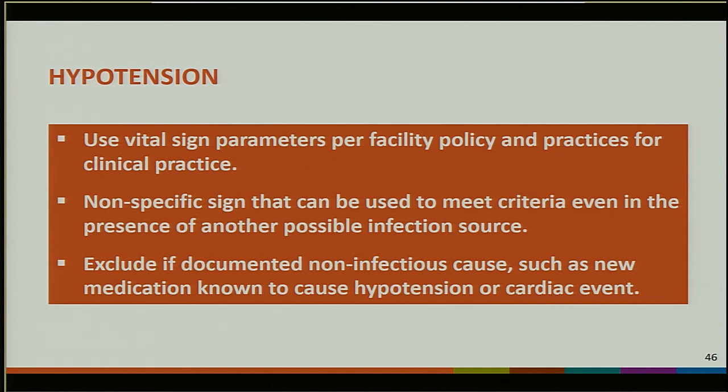Again, it is considered a non-specific sign of infection. So if you have a resident who potentially has another infection source, hypotension can continue to be used to meet the UTI criteria. However, if there is a non-infection source related to that hypotension, like a cardiac issue or a new medication, then you will not want to use the hypotension to meet the UTI criteria, right? Because chances are it's related to some non-infectious cause for that resident.